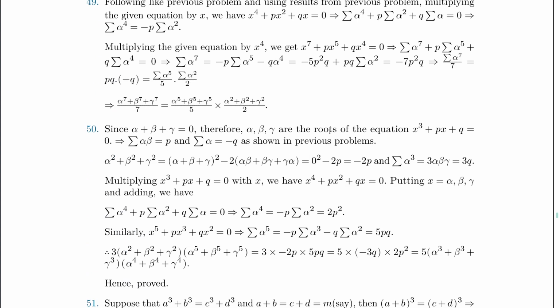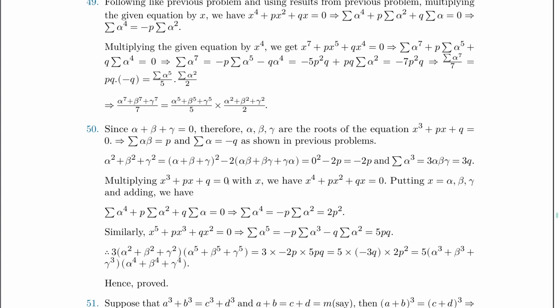So alpha, beta, gamma are the roots of the equation x cube plus px plus q is equal to 0. So clearly sigma alpha beta is equal to p and sigma alpha is equal to minus q. Now alpha square plus beta square plus gamma square can be written as (alpha plus beta plus gamma) whole square minus 2 (alpha beta plus beta gamma plus gamma alpha), that is 0 square minus 2p, that is minus 2p. And similarly, by substituting alpha, beta, gamma and then adding those, we find sigma alpha cube is equal to 3 alpha beta gamma, which is equal to 3q.